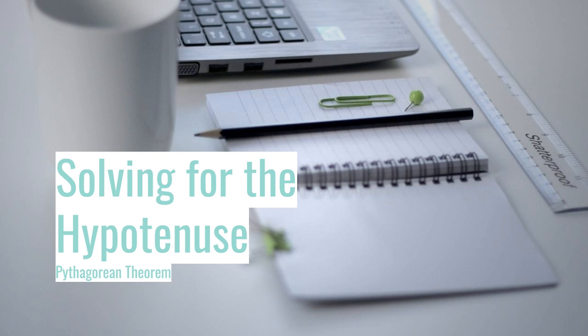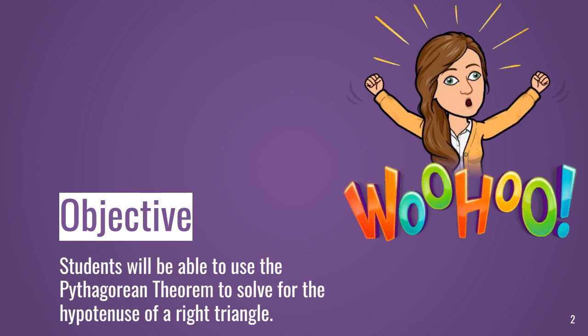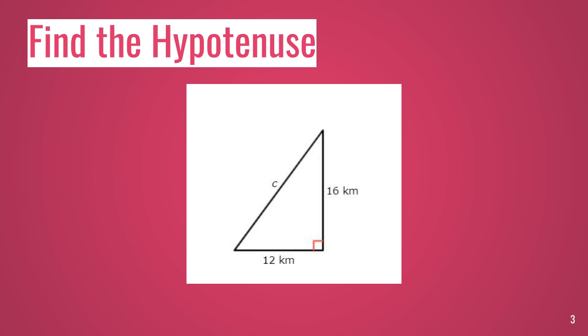Today, we're going to be talking about solving for the hypotenuse of right triangles using the Pythagorean theorem. Our objective for today is the students will be able to use the Pythagorean theorem to solve for the hypotenuse of a right triangle. Woohoo! And jumping right on into our first example.